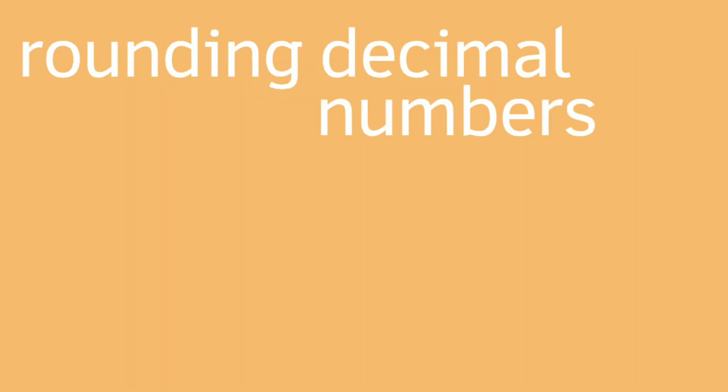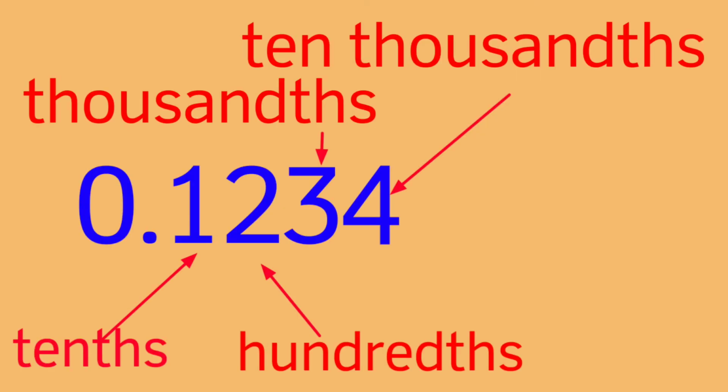Let's familiarize ourselves with or memorize this because this is important in rounding decimal numbers. The number after the decimal point, which is 1, is the tenths, 2 is hundredths, 3 is thousandths, and 4 is ten-thousandths.